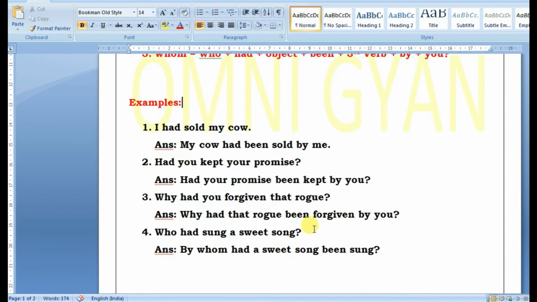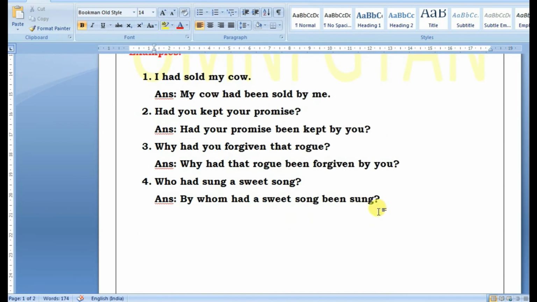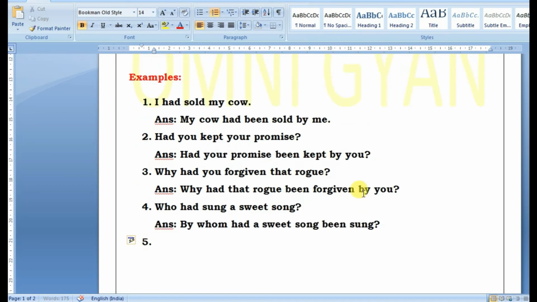Okay, let's continue with example number 5, applying formula number 5. So "whom". Okay, I gave you plenty of examples with "whom".